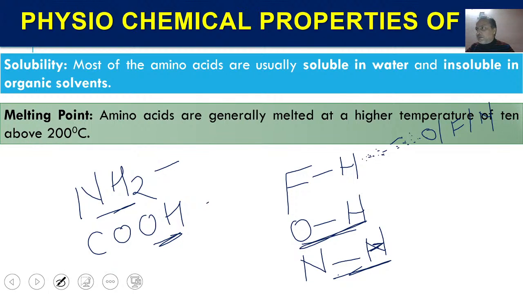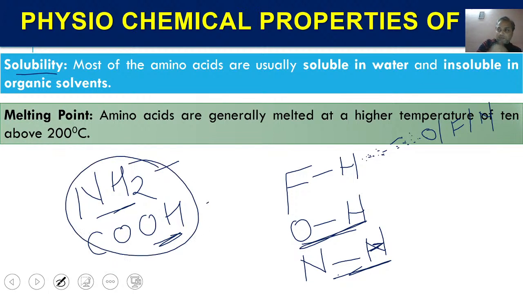Any compound which has the power to form hydrogen bonds with water is water soluble, because water solubility is because of hydrogen bond formation only. Here amino acids have hydrogen bond formation capacity. Because of that they are water soluble.